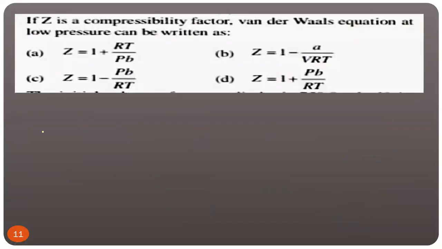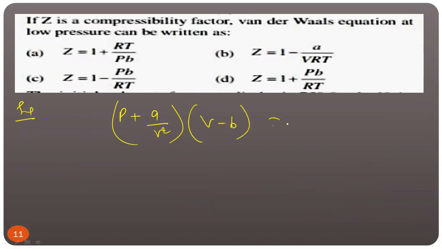Now let's move. This is a very, very good question. If Z is the compressibility factor, what is the van der Waals equation? First of all, tell me. We know P plus a upon V square into V minus b is equal to RT for 1 mole of a real gas. Now they are asking the van der Waals equation for low pressure.